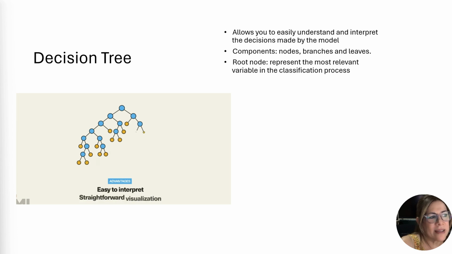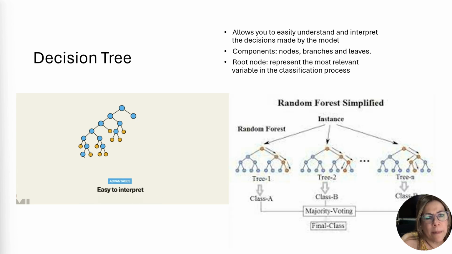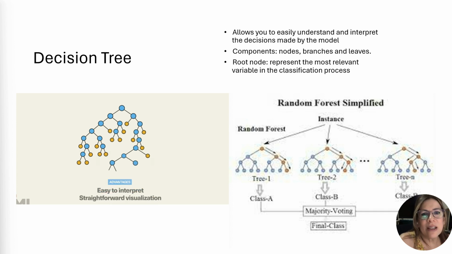In supervised learning, decision trees were implemented, and this allows you to easily understand and interpret the decision made by the model. The components are the nodes, branches, and leaves, and the root node represents the most relevant variable in the classification process. The random forest generates multiple decision trees, and it has proved that it considerably improved the classification.